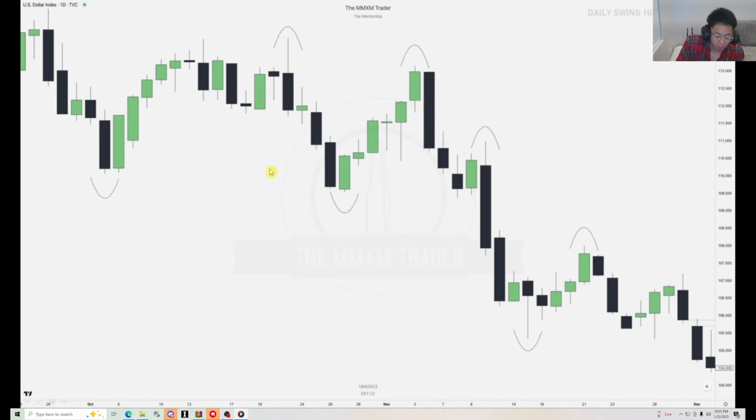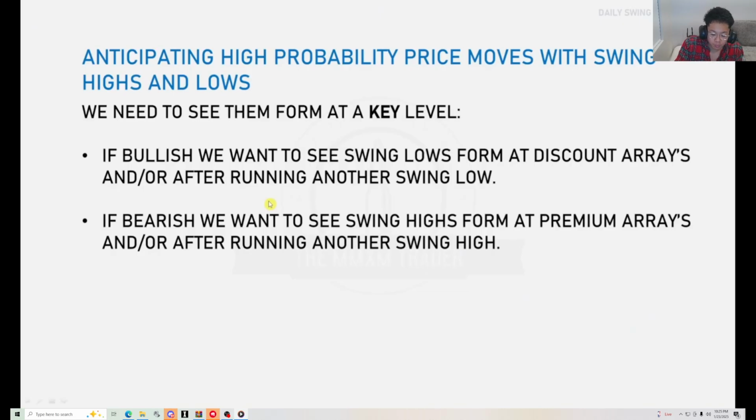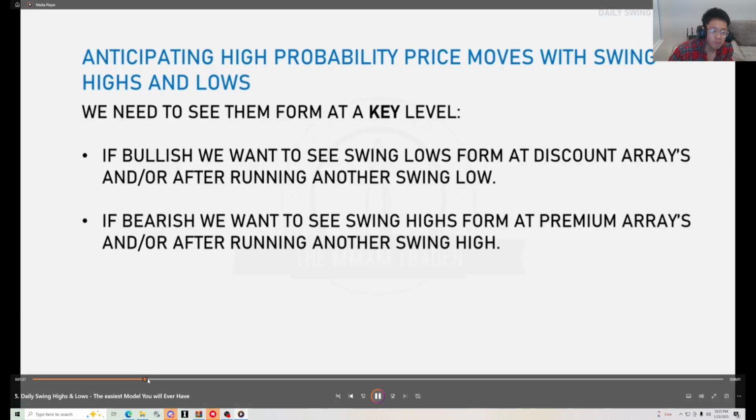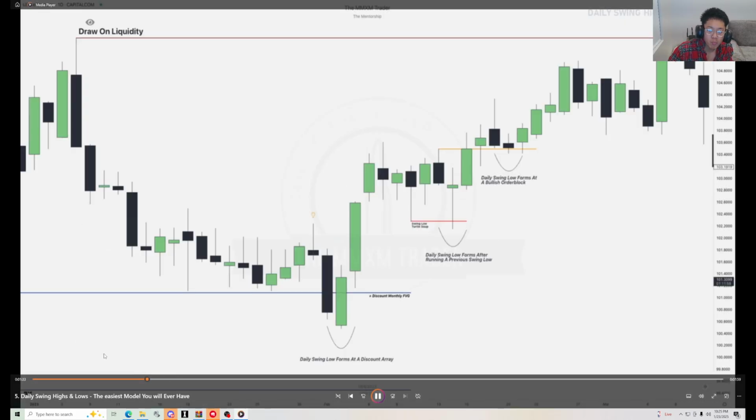So anticipating high probability price moves with swing highs and lows, we need to see them form at a key level. So if we are bullish, we want to see a swing low form at a discount array and or after running another swing low. And if we are bearish, we want to see a swing high form at a premium array and or opportunities using the daily swing highs and lows.